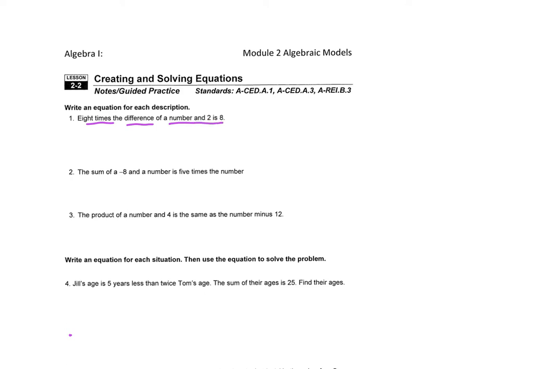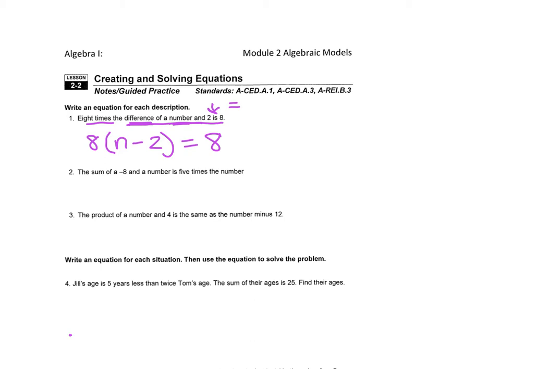So if you look back in your notes from Lesson 1, you're going to have these keywords to help you. So the difference would be subtraction: 8 times the difference of a number, n, and 2. n minus 2 is 8. So you're just going to read the words and write out what it means. Remember, "is" always means equal. So in these ones we're just writing and we don't have to solve yet.